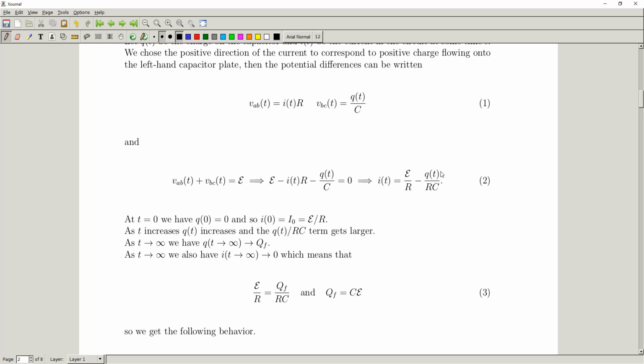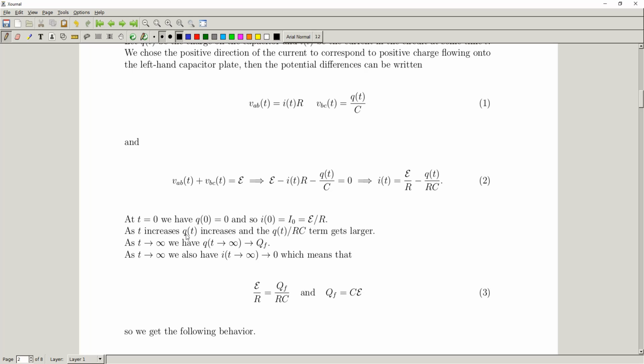We can see that at t equals 0, we have Q of 0 equals 0, and so our I of 0 is going to be equal to some capital I naught, which is our current at time 0. So this is like our initial current, and it's going to be equal to just our EMF over the resistance, because this term is just going to go to 0 because Q of 0 is equal to 0. There's no charge on the capacitor initially, so this term goes to 0, and our current is defined by just this first term.